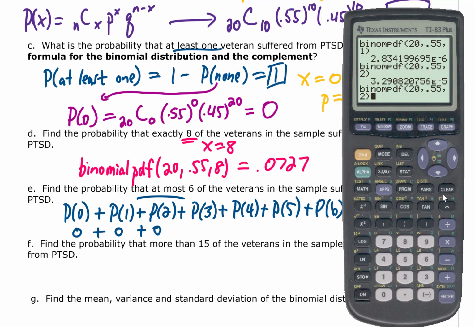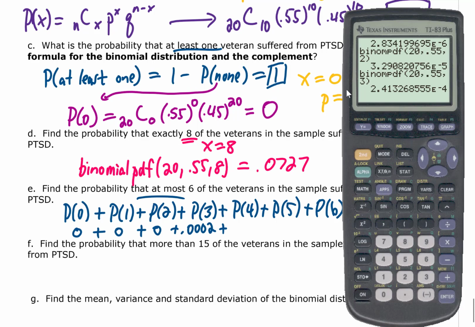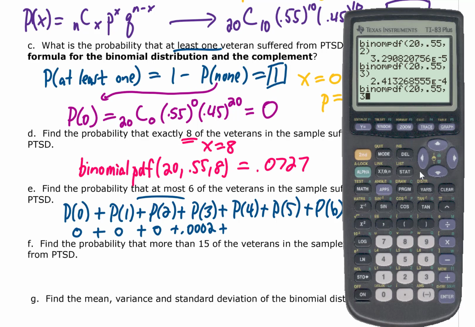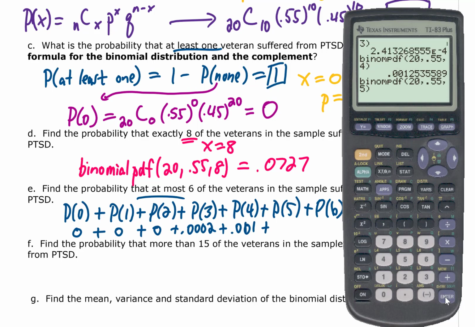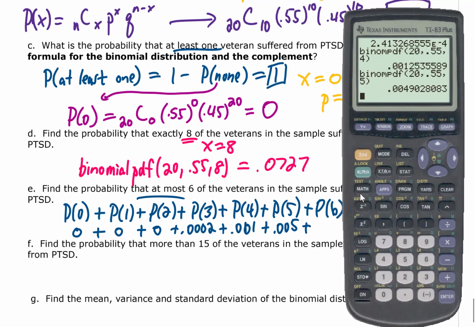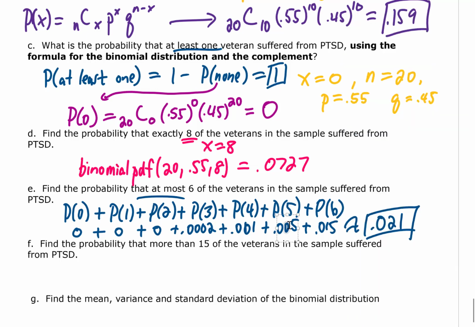Essentially, our first three numbers have been 0. This number is 0.0002. We should start getting some non-zero values here soon. Replacing x with 5 is going to give us 0.005, and replacing x with 6 gives us 0.015. Now adding all these numbers up and rounding is basically just going to give us 0.021. That means that there is approximately a 2% chance that out of these 20 veterans, at most 6 of the veterans are suffering from PTSD.